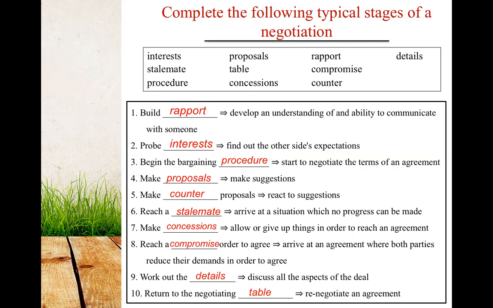The first one, rapport. Rapport, another word for this word is understanding, or in this case, it could be considered as relationship. The second one is counter proposals. Like you see the explanation in number 5, this term is used to show how you react to the provisions or terms. Stalemate. Stalemate is a situation where there are no more processes.